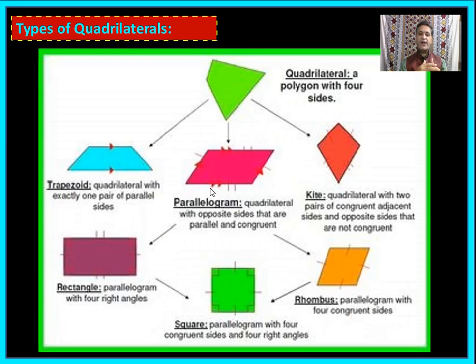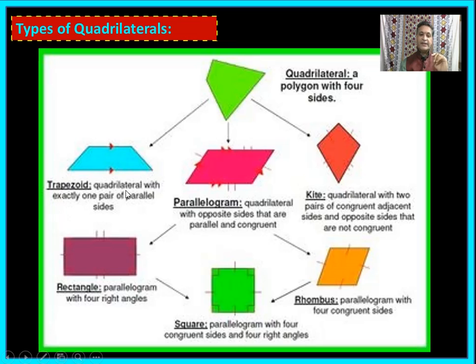So what are the properties of each type of quadrilateral? What is a quadrilateral? A quadrilateral is a polygon with 4 sides. And what is a trapezium? It is a quadrilateral, which means it has 4 sides, 4 angles and 2 diagonals.